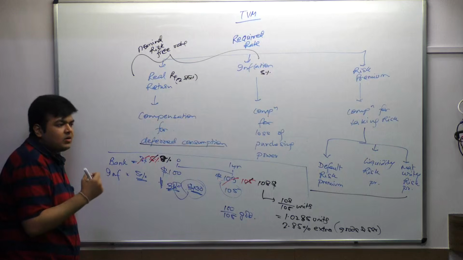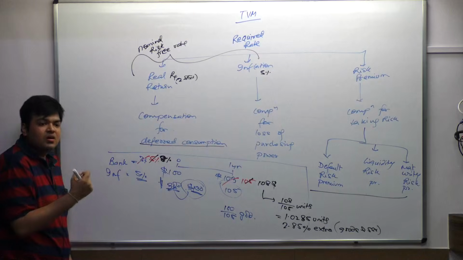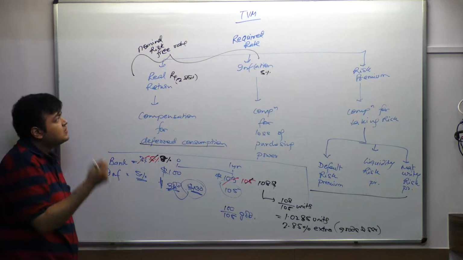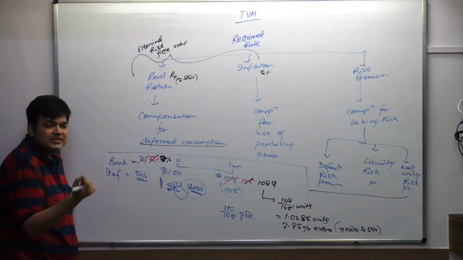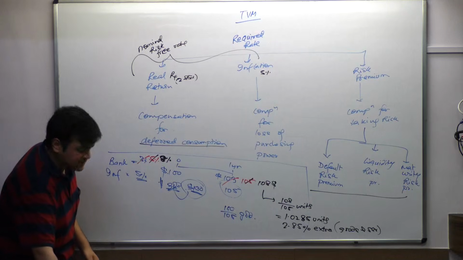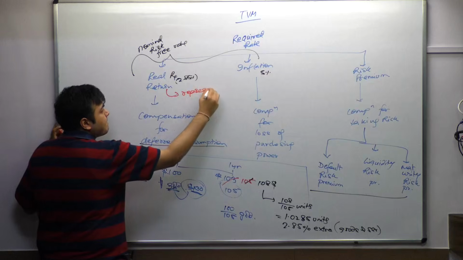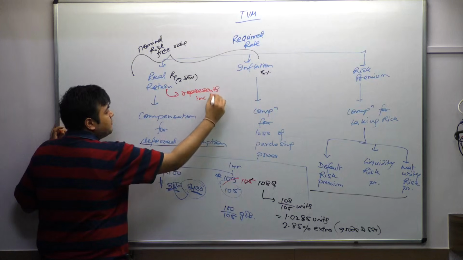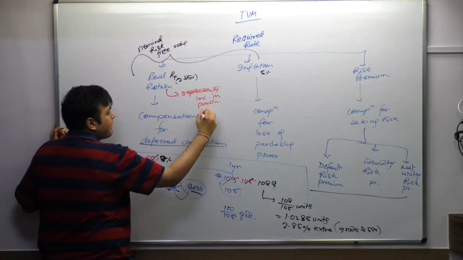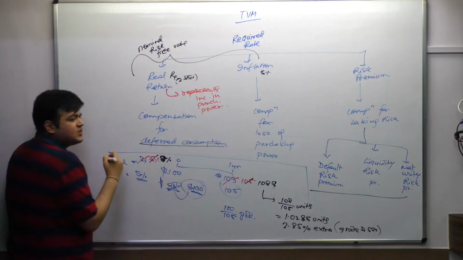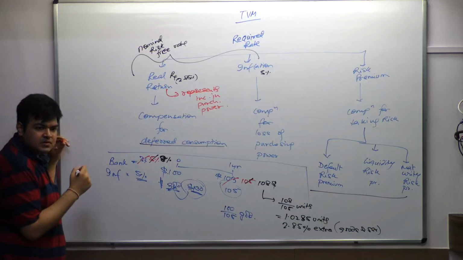Nominal return is in nominal terms. In monetary terms, what return did you get? Real return is going to be in real terms. In terms of goods and services, what is the increment in your purchasing power? This real return represents the increase in purchasing power. You can consume 2.85% extra goods and services.